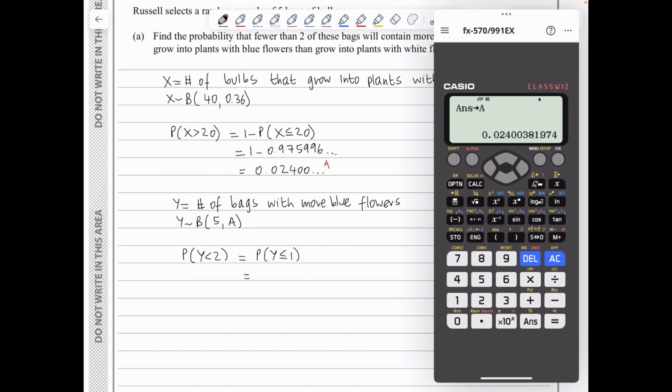I press menu, option 7. I go down to binomial CD, and I choose variable. My x is 1, my n is 5, and my p is simply A. So I'm just calling alpha A. And this gives an answer of 0.9945. I'm quoting probabilities to 4 decimal places here, even though 3SF would be acceptable in this case.